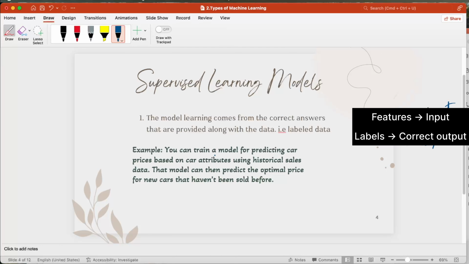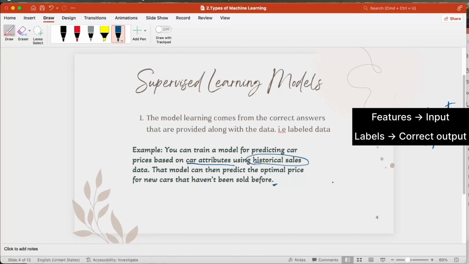For example, consider you have to train a model for predicting the car price. Now what will be the features? We'll be giving the car attributes from the historical sales, that is, we are giving the historical data to the model to train. Now the model will be able to predict the optimal price for new cars which haven't been sold before. That is, this data is not there in the historical data. This is the new data to the model.